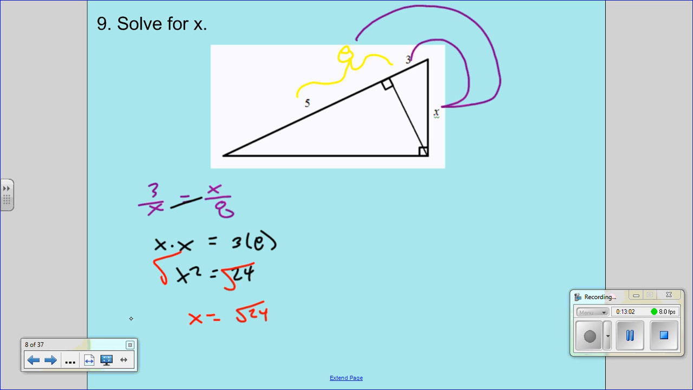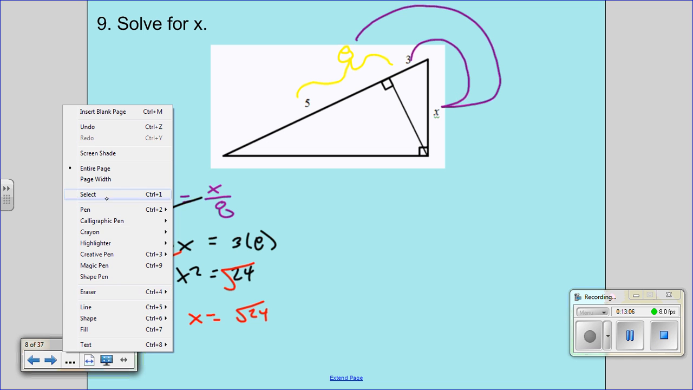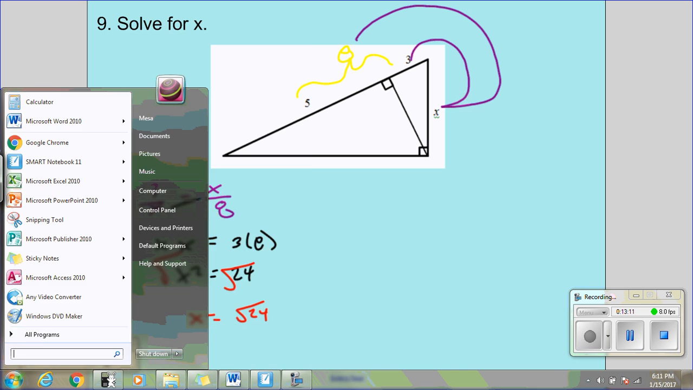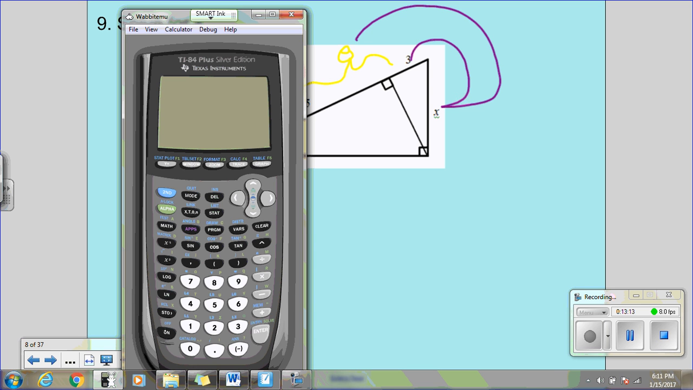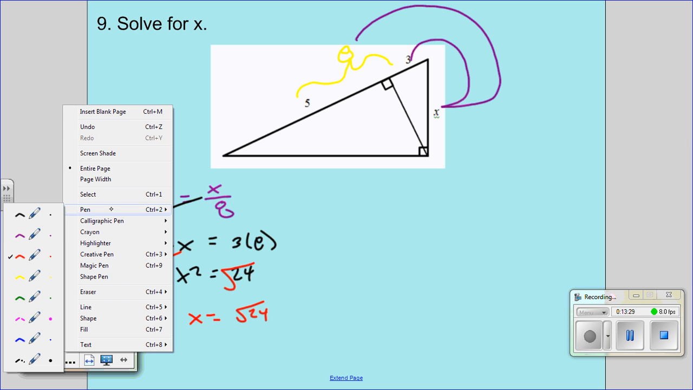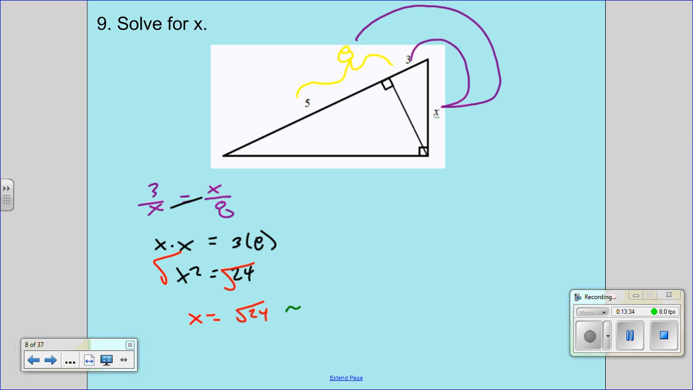So let's grab our calculator. So second x squared, so the square root of 24, is about 4.9. So x is approximately 4.9.